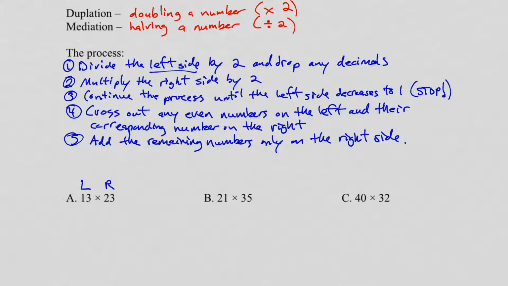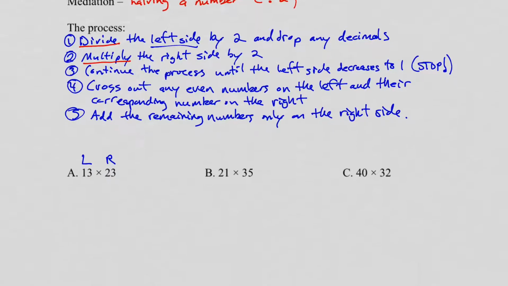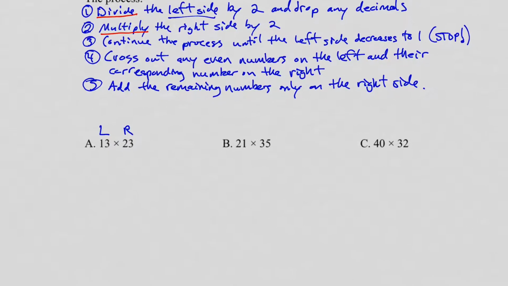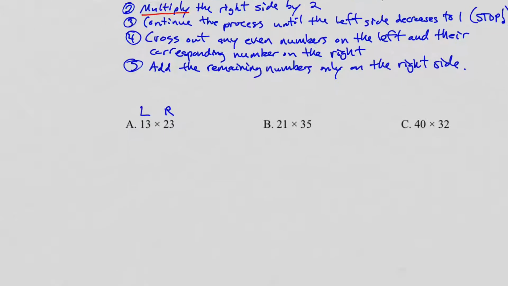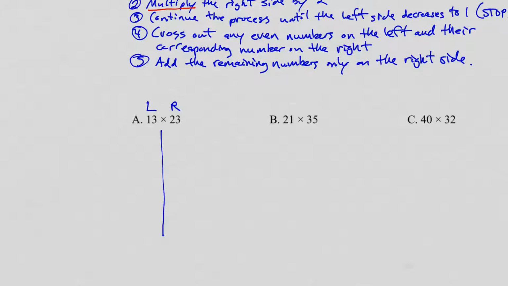Okay, so divide and multiply. So let's take a look at letter A. The way I recommend you set this up is to go ahead and rewrite this in a column, like a T-chart. Actually, let me do it this way. Up here, on this side we're going to be dividing by 2, and the right side we're going to be multiplying by 2.